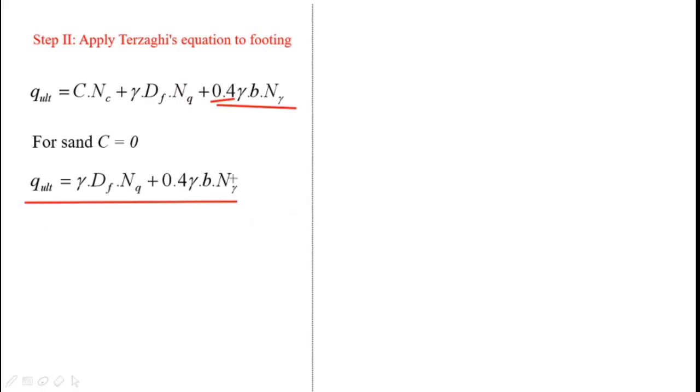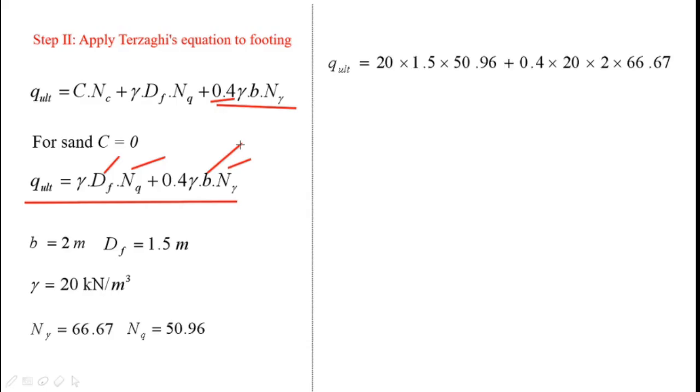Now in this equation we have already determined Nq and N gamma. We know gamma equals 20, Df is given as 1.5, and the width of the footing is 2 meter. This is all I have given over here. Just put the values into the equation and you will get q ultimate as this value: 2595.52 kilonewton per meter square. This is how you determine the ultimate bearing capacity.